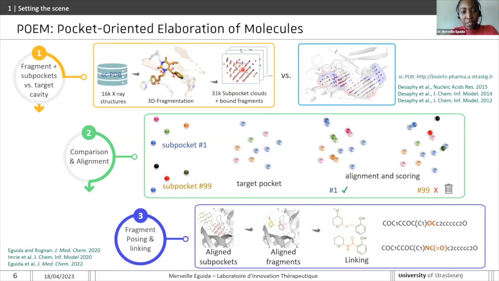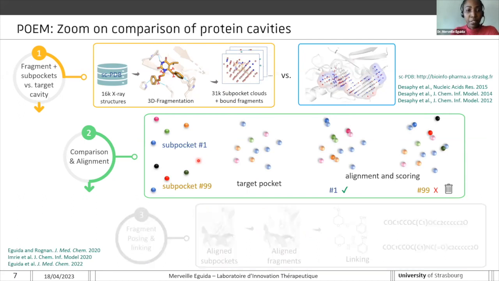So typically we are going to align the sub-pockets first and then use the same information to align the fragments that are associated to those sub-pockets. And finally, we can link them with some algorithms and make fully connected molecules. That's the basic idea behind the POEM workflow. So we have actually applied it, and I would like to present first how we do the protein cavities comparison. So the environments around the fragments compared to the whole target environment.